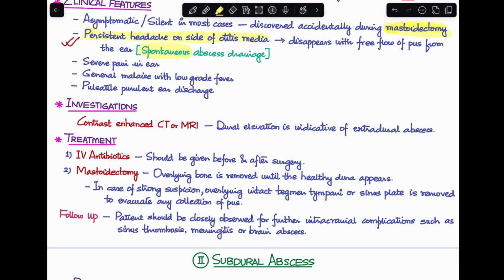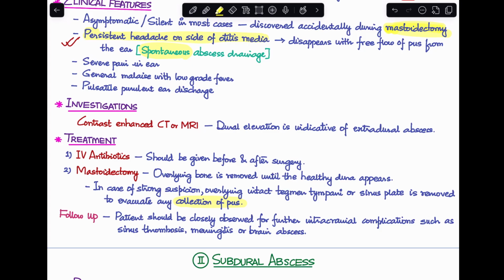In mastoidectomy, the overlying bone is removed until healthy dura is seen. And in case of a strong suspicion, if the overlying intact tegmen tympani or sinus plate is still there, you need to remove it to evacuate any collection of pus. Post surgery, the patient should be very closely monitored so that they do not end up developing any other intracranial complications like meningitis, brain abscess, sigmoid sinus thrombosis, etc. So, this is all about extradural abscess related to CSOM.